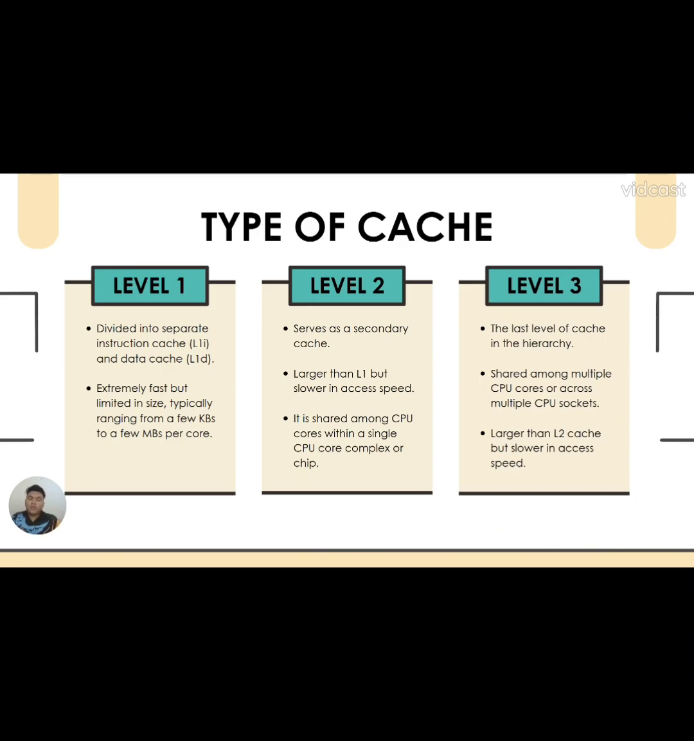It's shared among CPU cores within a single CPU core complex or chip. Level 3 is the last level of cache in the hierarchy, shared among multiple CPU cores or across multiple CPU sockets, larger than level 2 cache but slower in access speed.